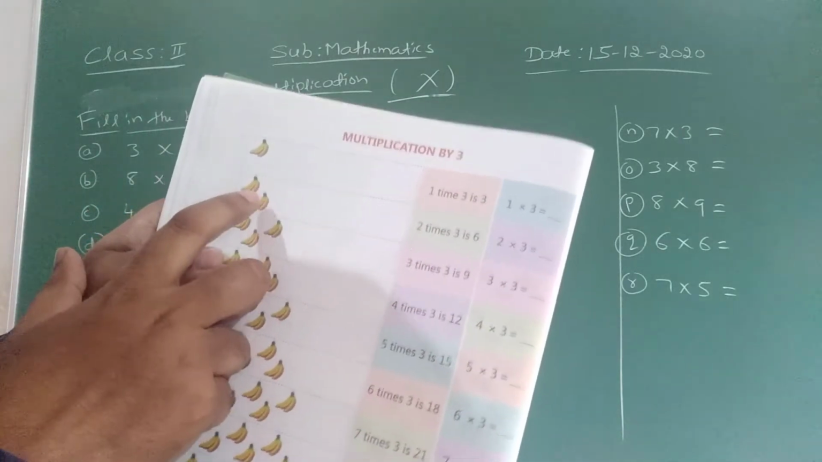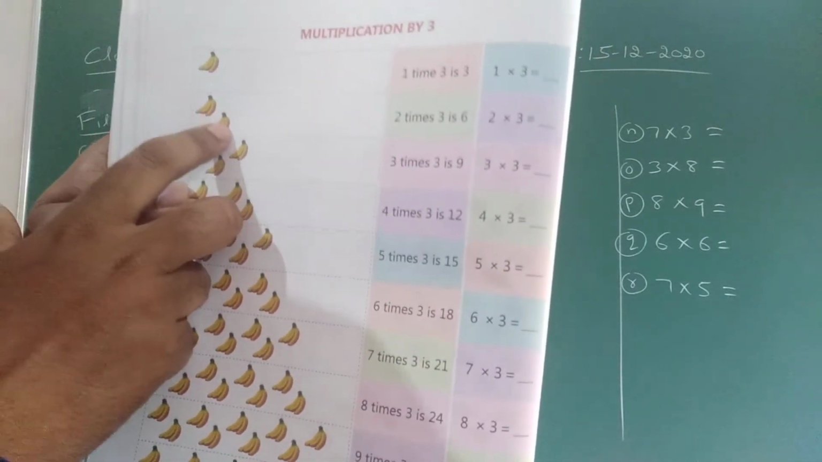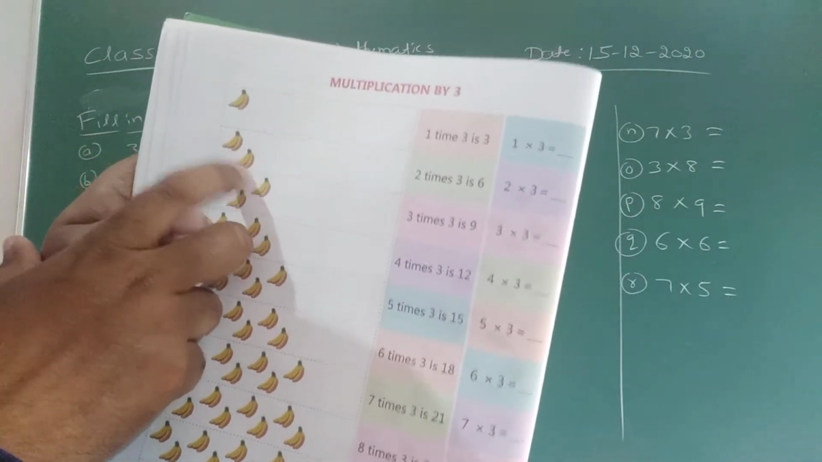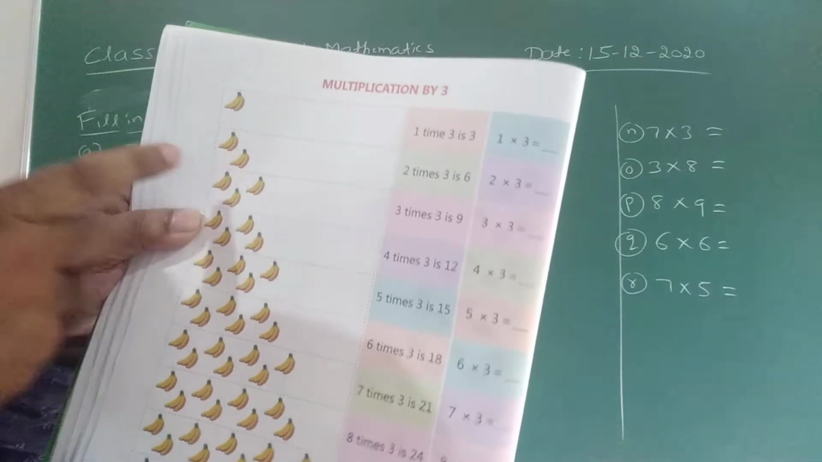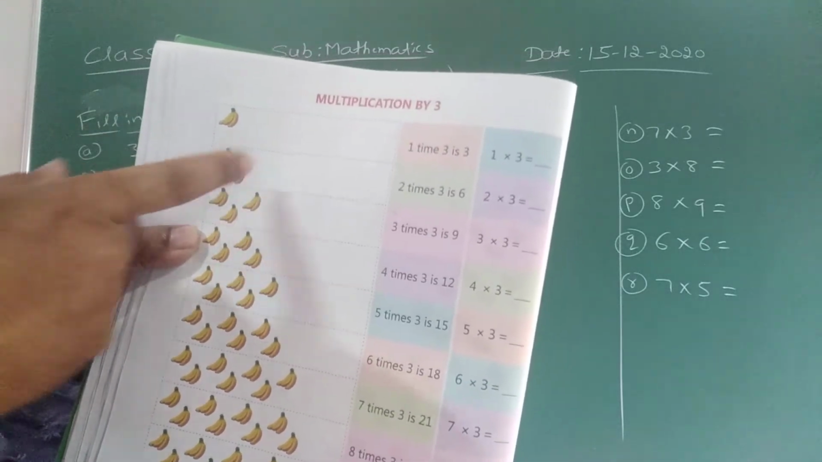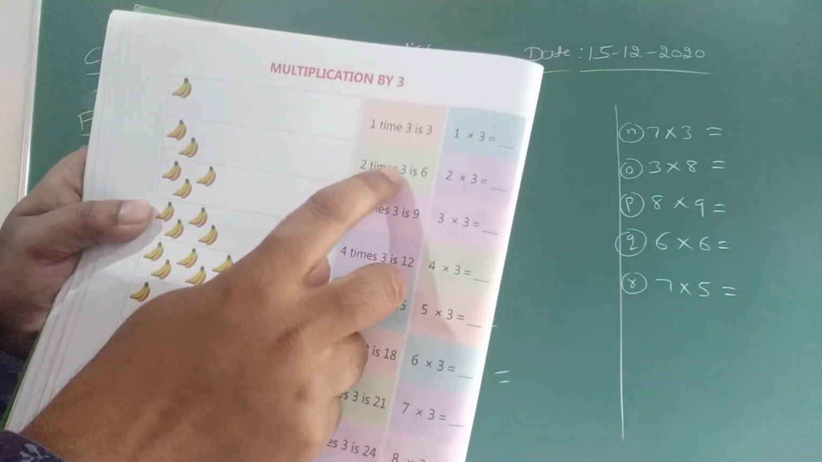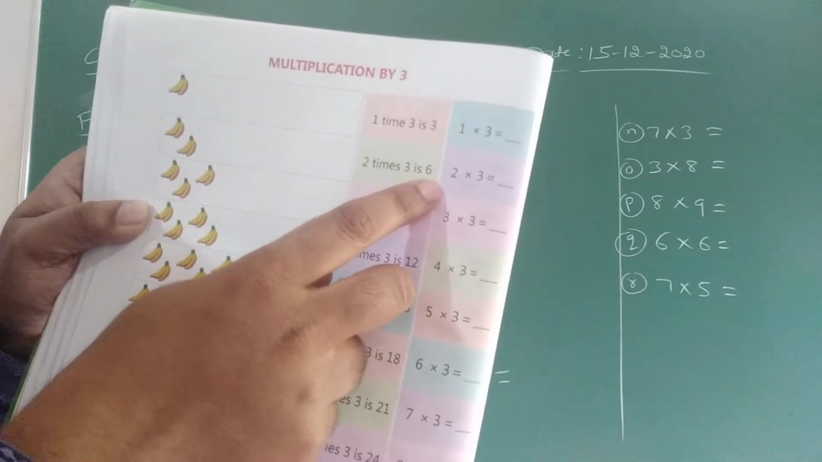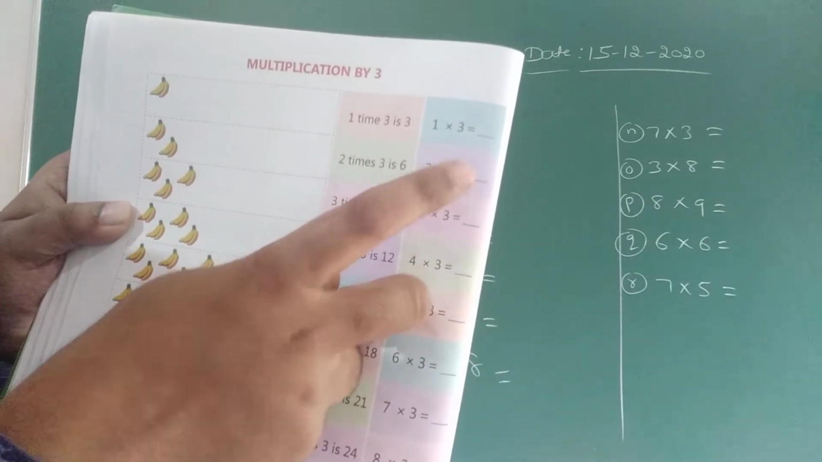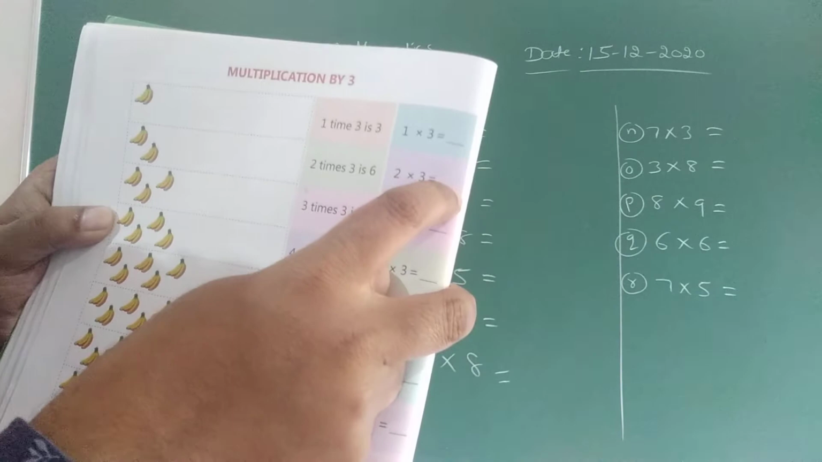See in the second one, see children, here 3 banana, here 3 banana. Okay now, 3 banana, how many times is there? 2 times. This is a 1 time, this is a 2 time. Therefore, 2 times 3 is 6. It can also be written as 2 into 3. Okay, you have to write in the box 6.